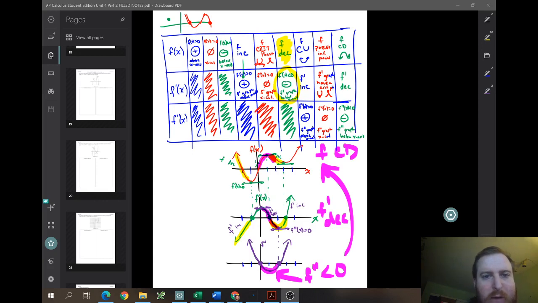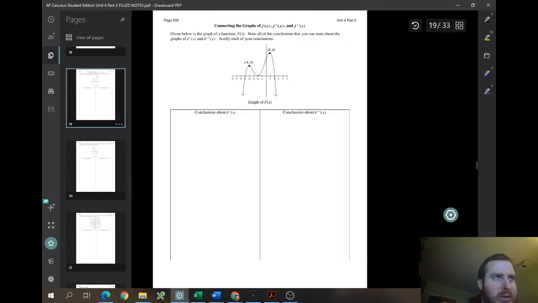So in the top graph, when we only have f of x, we're going to be looking at that whole top row. So f of x being positive, zero, or negative tells us nothing. But f increasing will tell us that the f prime graph is greater than zero. F having a critical point will tell us that the f prime graph equals zero. F decreasing will tell us that the f prime graph is less than zero. F being concave up will tell us that the f prime graph is increasing and that the f double prime graph is positive. So we want to be making those types of connections.